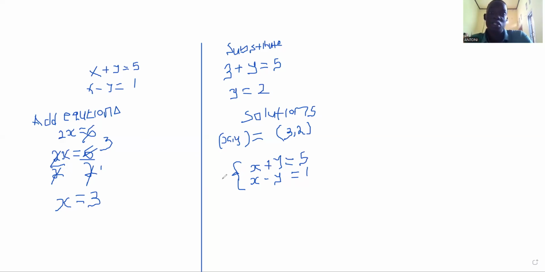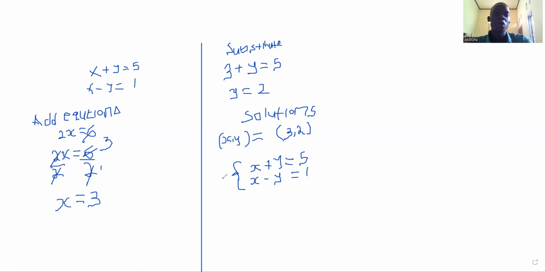So in this example, we use the elimination method, and that's how we solve it to get x, which is 3, and also y, which is 2. First, I add the two equations: x plus x gives you 2x. For the positive y and the negative y, if you add them, those values cancel each other. So what we have there is 5 plus 1, which gives us 6.